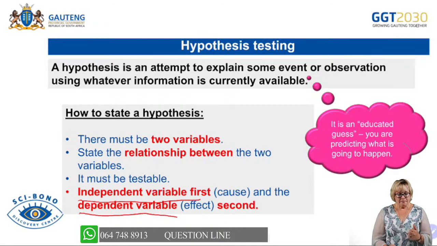So let's recap. There must be two variables. Which ones are they? The dependent variable and the independent variable. Which one must you put first? You must put the independent variable first and then the dependent variable. So the one that you are going to measure is the one that's coming second. And you must state the relationship between those two variables. And then your hypothesis must be testable. All right, so that's very important for you to remember that.